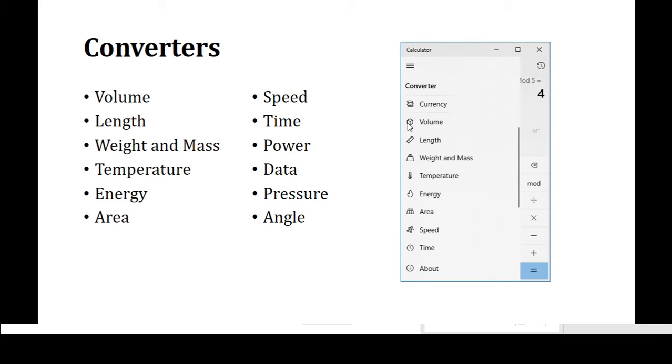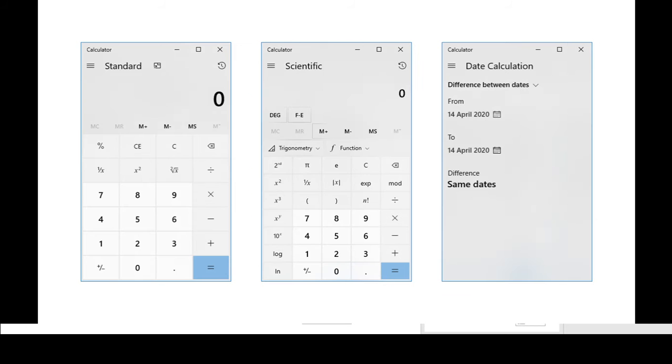Now, last of all, there's a section on conversion. And here you can perform unit conversions on various quantities. So you have volume, length, weight and mass, temperature, energy, area, speed, time, power, data, pressure, and angle. You can convert any of these units, right? So explore the data conversion feature of Microsoft Calculator.